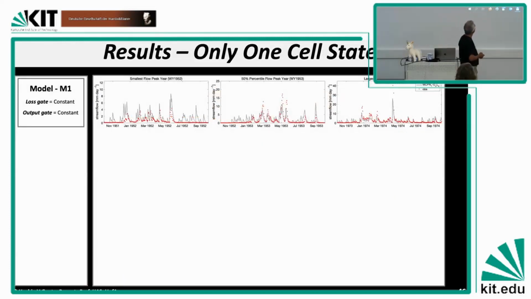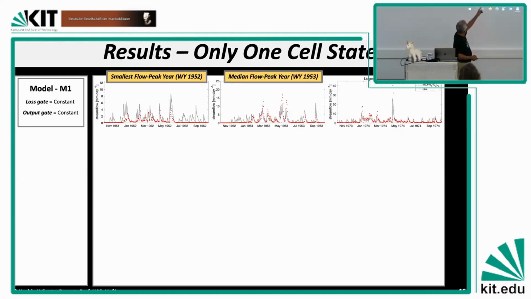Okay, so here's some results. I'm going to show you this is a single cell state model. I'm going to show you out of 40 years, I'm going to show you the smallest peak here, right, which had the smallest peak in it, the driest year. I'm going to show you the medium peak here, some sort of average, and I'm going to show you the largest peak here, sort of the one which had the biggest flood in it, okay?